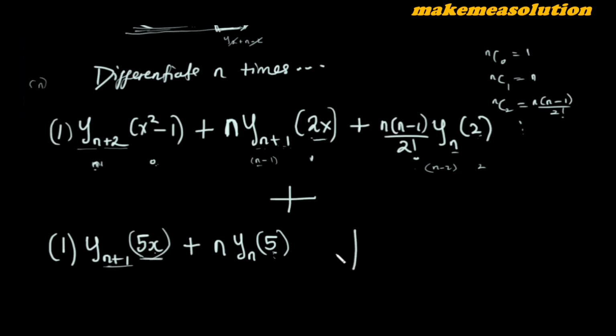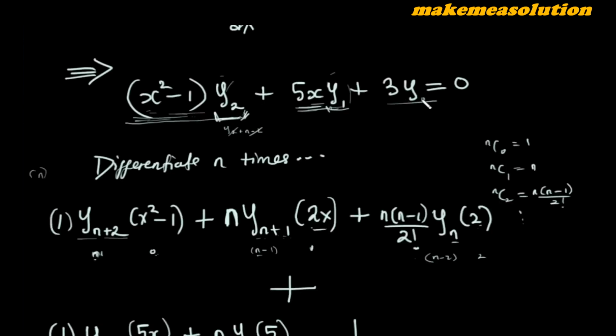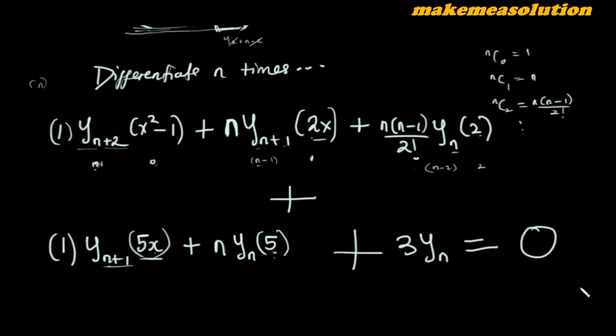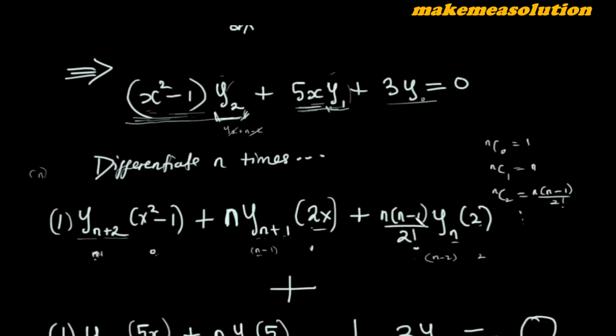Then finally plus the last term is 3y naught, and if you differentiate 3y naught n times, we'll get 3yn, actually, 0 plus n. The 3 is not really affected in this case, and everything here is equal to 0. So this is the nth derivative of this particular differential equation.